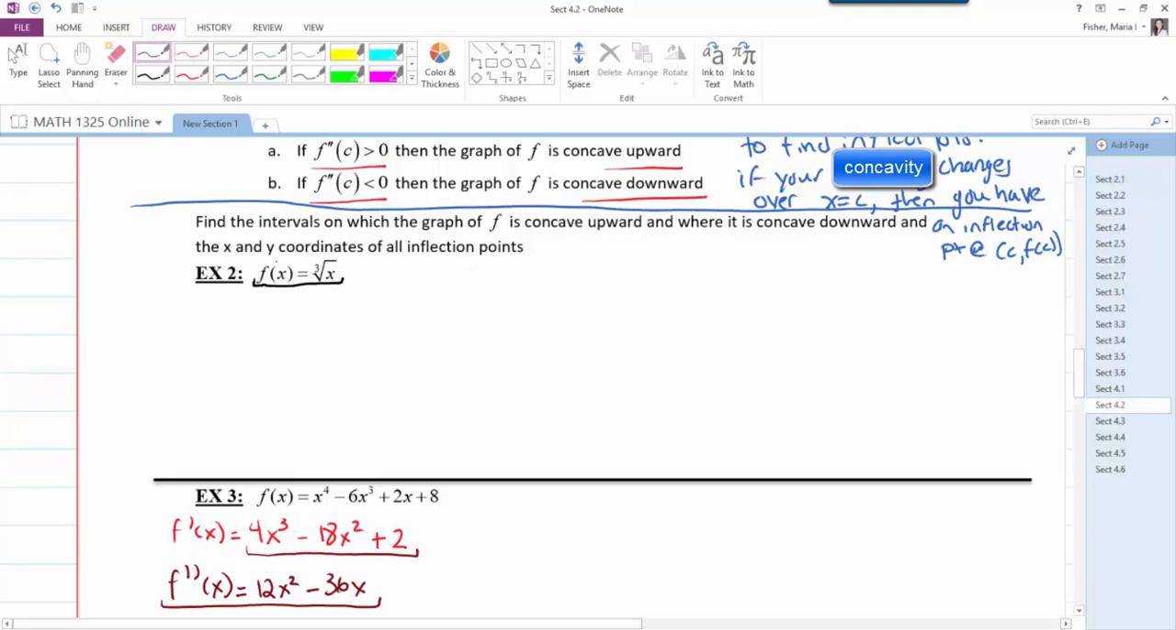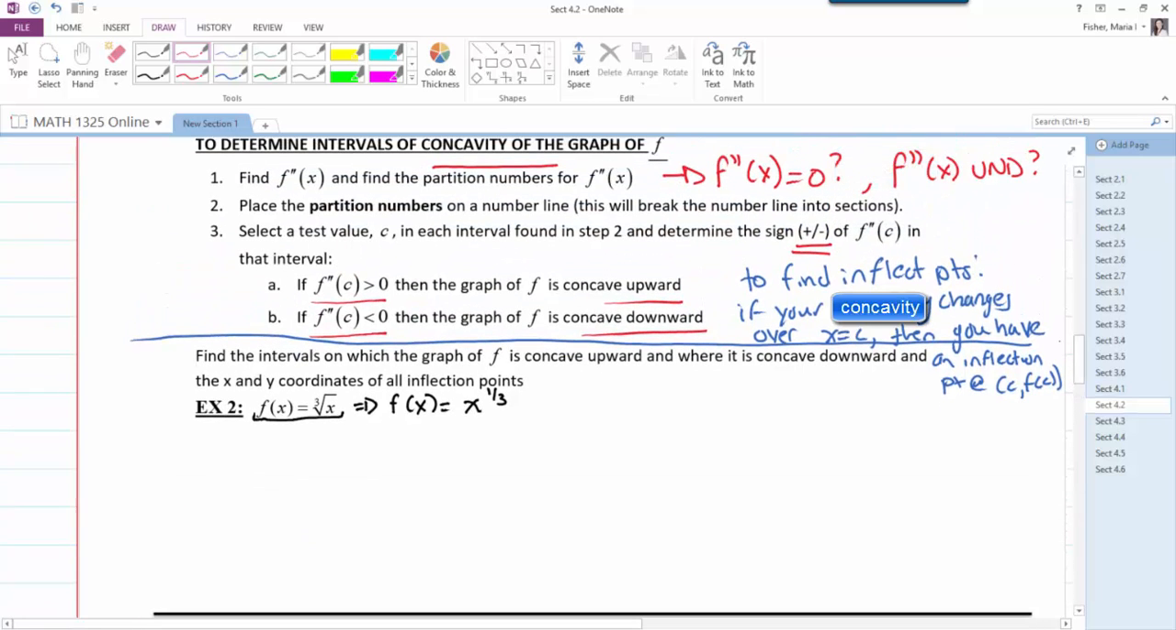Well, we know that anytime we see a radical, the first thing we want to do is rewrite this without the radical. So f of x is really equal to x to the 1/3 power. In order to find the second derivative, which is our step 1, the first thing that we need to do is find the first derivative.